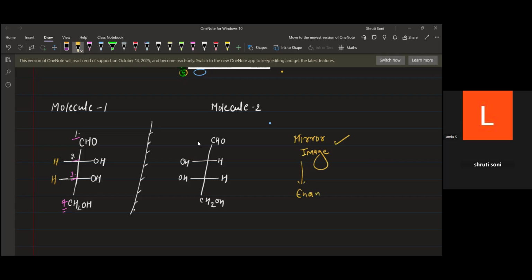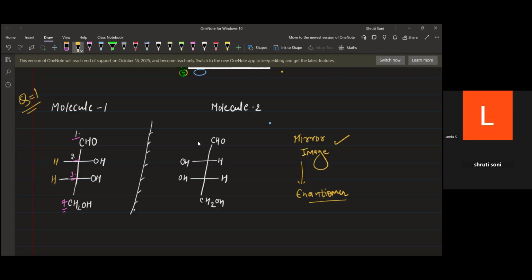Now, after that, any doubt? Wait, I have a question. So when solving this problem, should the setup be that you first try to see if they're a mirror image or not? If they are a mirror image, then it would be clear and it would be an enantiomer. If not, then it would be something else, right? Yes. If it's a mirror image, it would actually be pretty obvious.